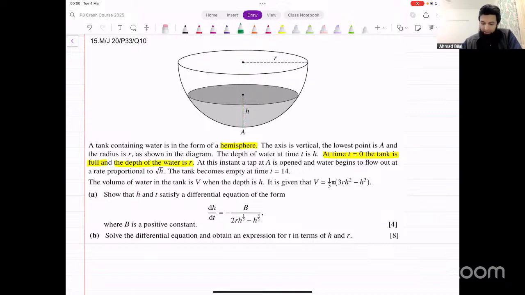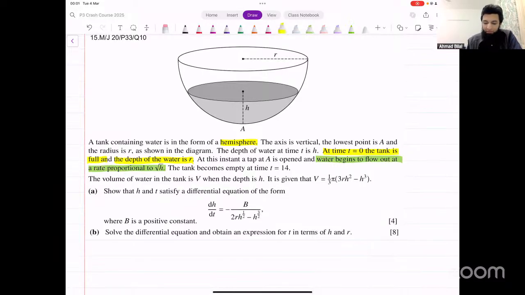At this instant, a tap at A is opened and water begins to flow out at a rate proportional to square root of h. Okay, now this is the line that's telling you how to form the equation. The tank becomes empty at time t equal to 14. That's another piece of information that we have.